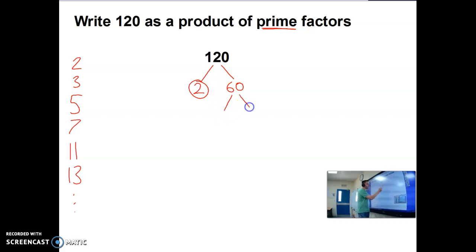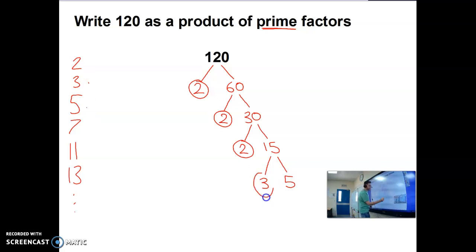The 60 we're going to divide and find a factor pair for that. I'm going to go with 2 again. So let's divide by 2, multiplied by 30 makes 60. This is prime, so I put a circle around it. 30, does it divide by 2 again? Let's try that one. Put a circle around that, times 15. 15 doesn't divide by 2, but divides by 3 times 5. And 3 and 5, they are prime numbers. And so there is my finished factor tree.